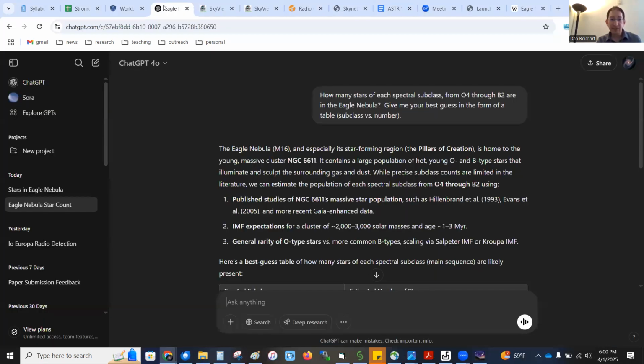So here's one way you can phrase the question. How many stars of each spectral subclass from O4 through B2 are in the, and then you write your nebula. I did the Eagle. If the common name is kind of rare, maybe try the NGC number. And then tell it, give me your best guess in the form of a table, subclass versus number.